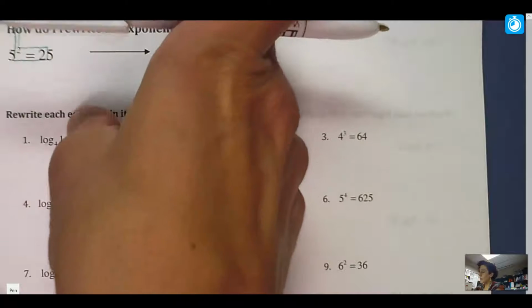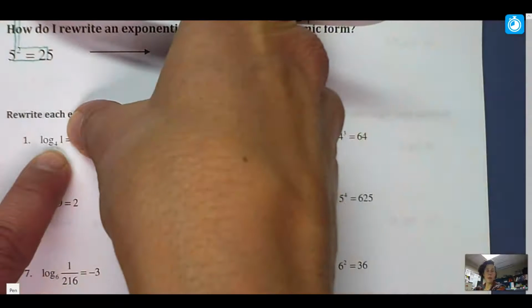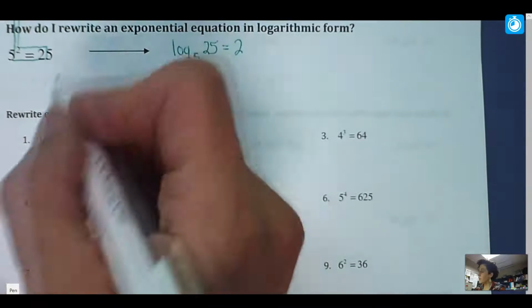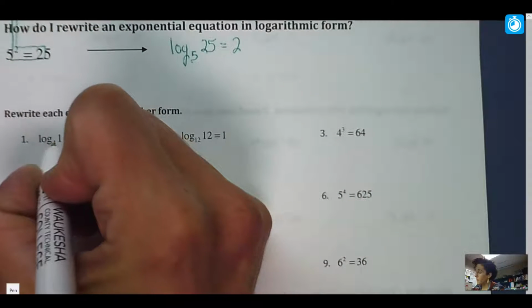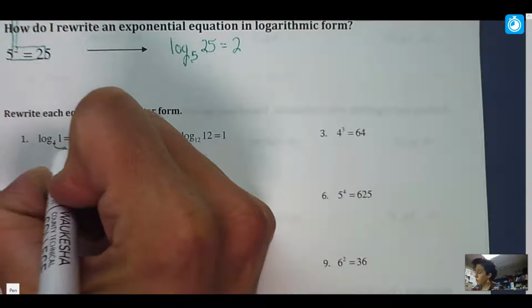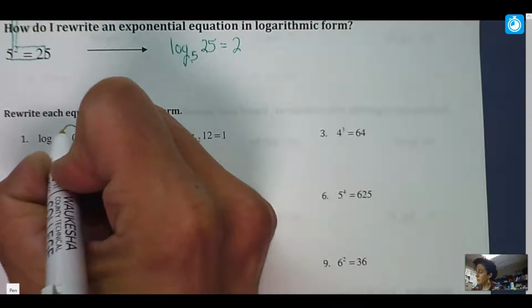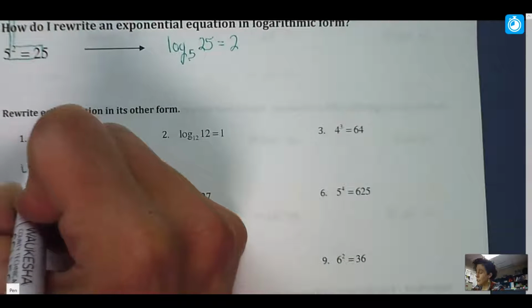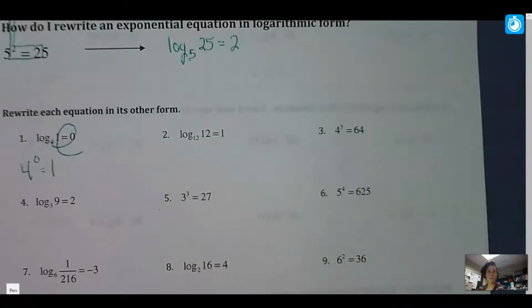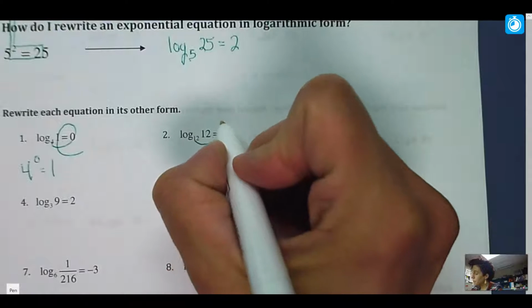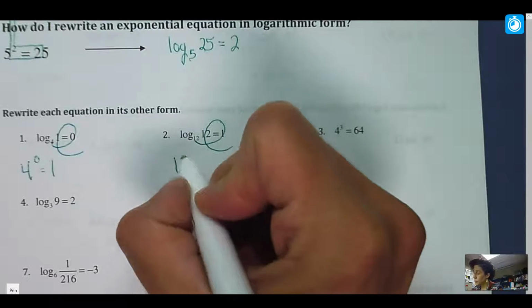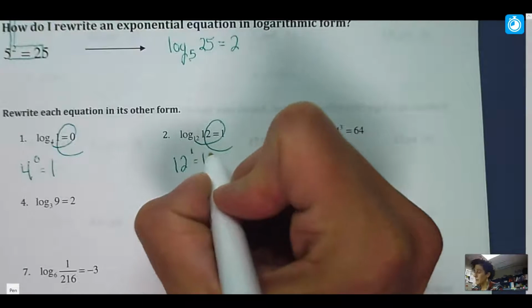So I would never know that log base 4 of 1 is worth 0. So if you rewrite it as an exponent, hopefully you see why. So you start with the base. 4 to the 0 power is 1. And that's true. Anything to a 0 power is 1. So let's go to this one. 12 to the first power is 12.